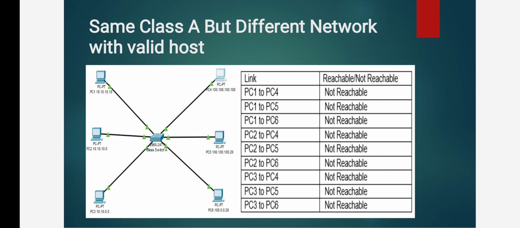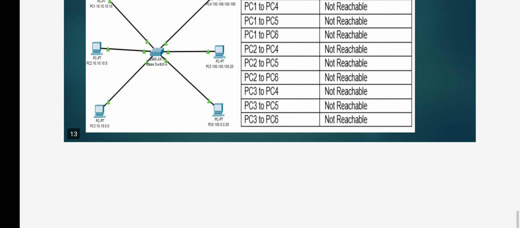PC1, 2, and 3 and PC4, 5, and 6 are not in the same network, but they are in the same class A. That's all. Thank you.